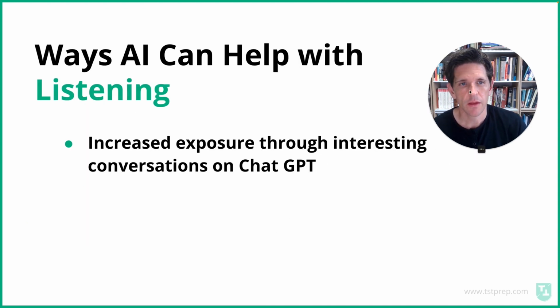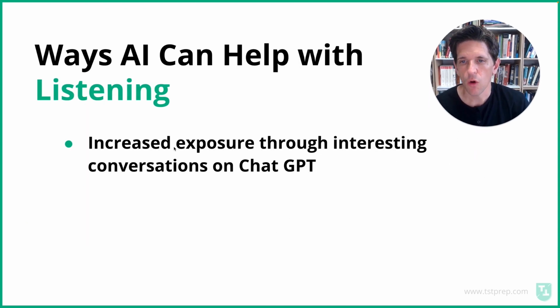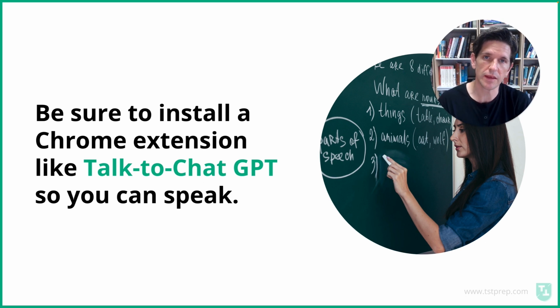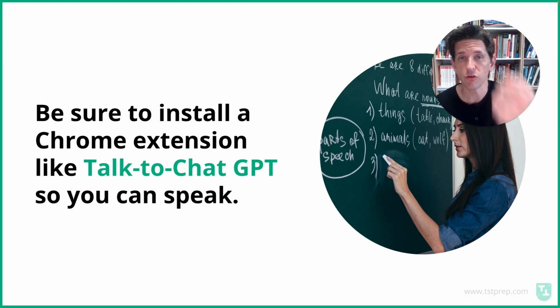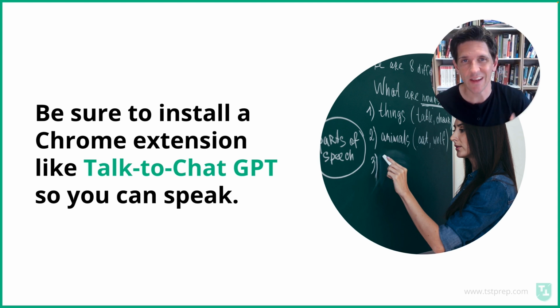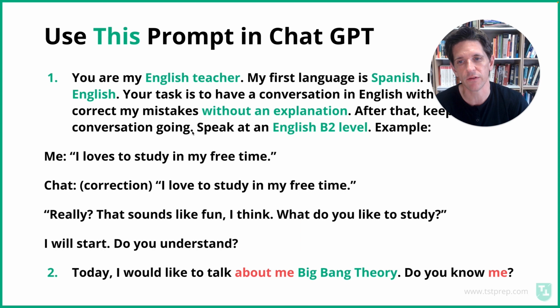All right, so here are some ways that you can help your listening. One is increased exposure through interesting conversations on ChatGPT. Be sure to install a Chrome extension like Talk to ChatGPT. I talked about this in the other AI videos, so I'm not going to repeat this too much, but with a Chrome extension like Talk to ChatGPT, you can speak and you can listen at the same time. By having a conversation this way, you can read the text and you can also listen. That gives you more exposure. That helps improve your listening. You're improving your speaking, your listening, your reading. It's just so many combined things going on when you do that.